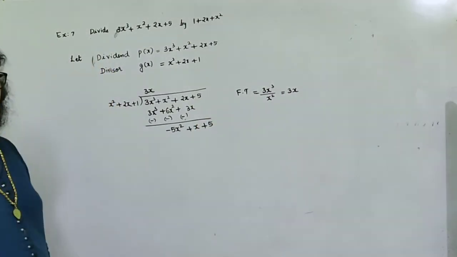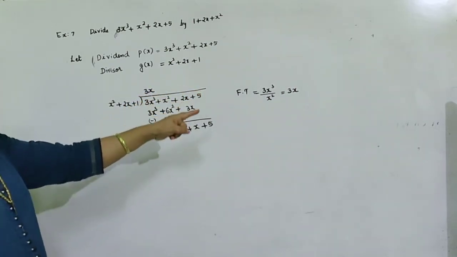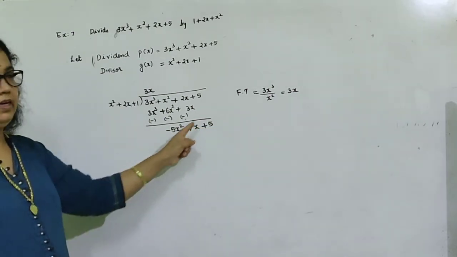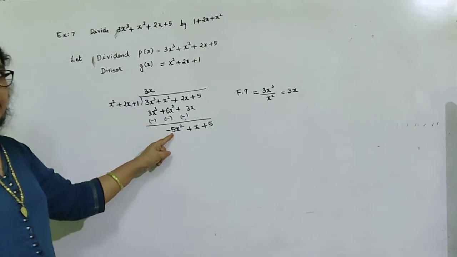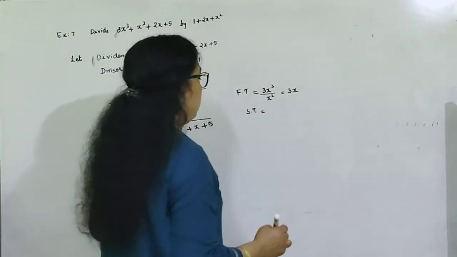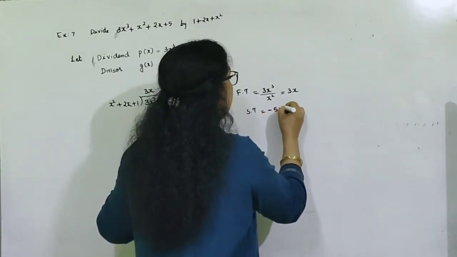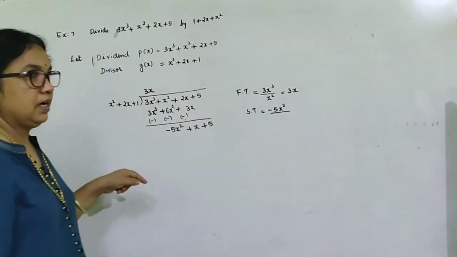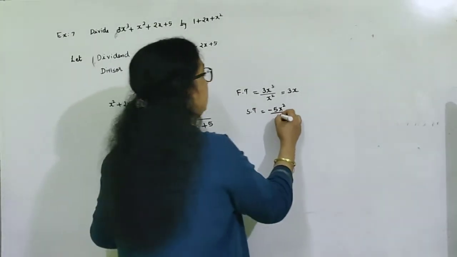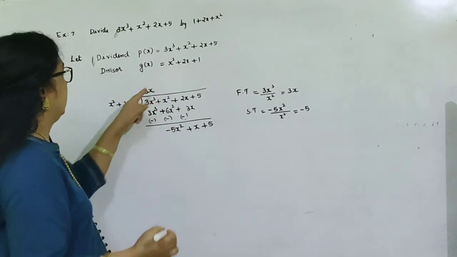Fine. Now how can we get the second term? As usual, the same way as the first one. The new dividend is minus 5x square plus x plus 5. Its highest degree term is minus 5x square. In order to get the second term of the quotient, minus 5x square upon the highest degree term of the divisor, x square. The x square cancels, minus 5. We got it right here.